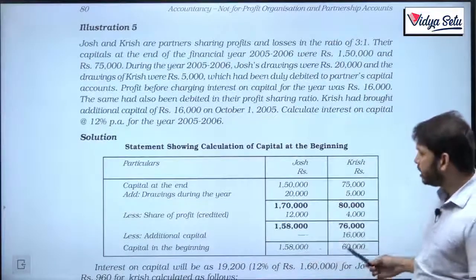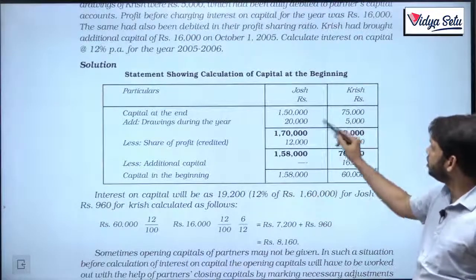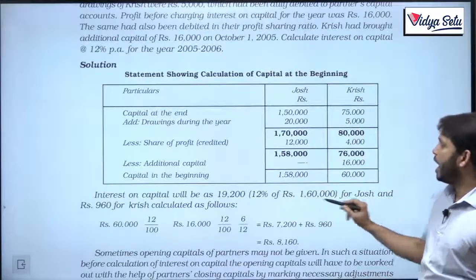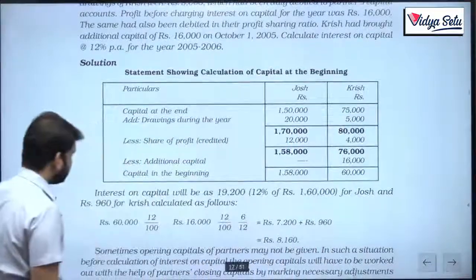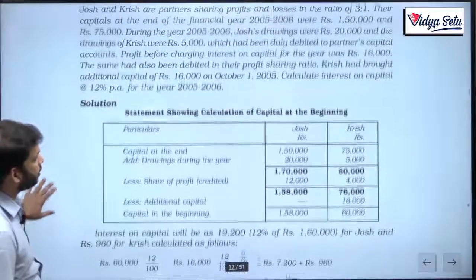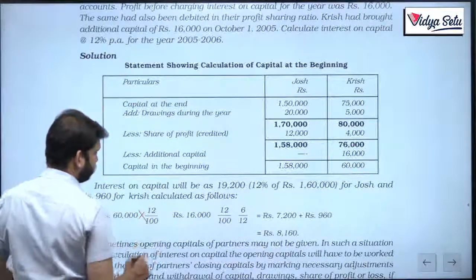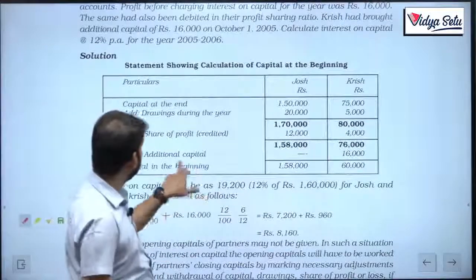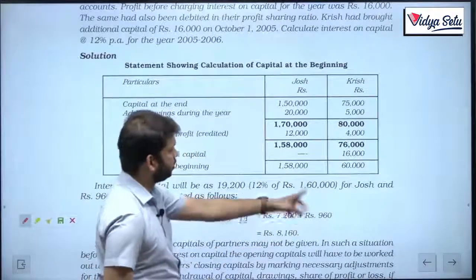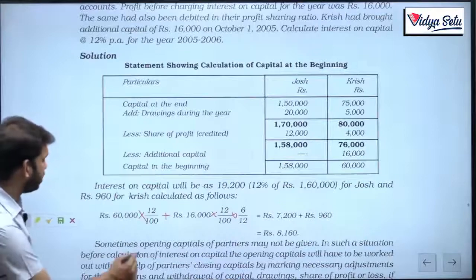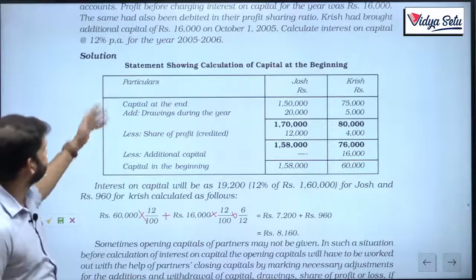Okay, so all the figures are given. Interest on capital will be rupees 19,200 on 1,60,000 for Josh, and for Krish as calculated: the initial 60,000 capital at the beginning at 12%, plus 12% on 16,000, the additional capital that was there in the firm for 6 months only, equals 7,960. That's it. Okay.